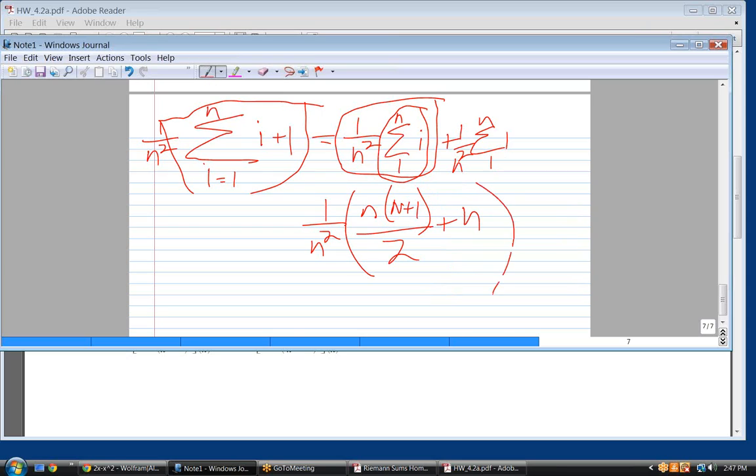Plus n. And that's another formula given to you: the sum of C, which is a constant, where i goes from 1 to n, is actually equal to C times n. But in this case, C is 1. In other words, if it was the sum of 5, it would be equal to 5n.